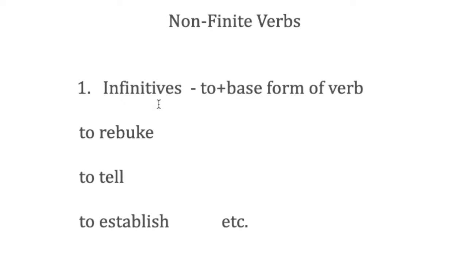Very quickly, infinitives क्या होते हैं? To के साथ base form the verb होता है, जैसे to dance. यहाँ पे मैंने लिखा है to rebuke. Rebuke माने होता है डांटना. जैसे बच्चे को I don't want to rebuke my child. So यह है to rebuke, to tell, to establish, etc. So to के साथ first form और base form the verb use किया जाता है, उसको कहते हैं हम लोग infinitives.